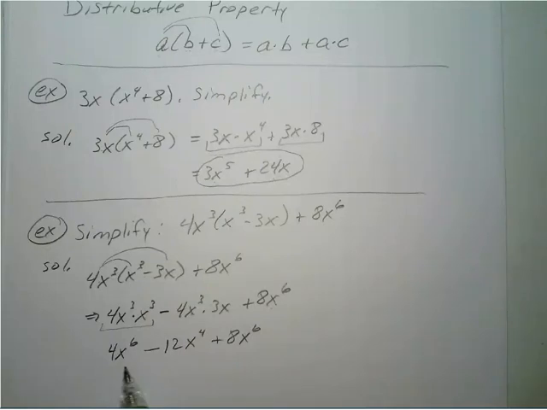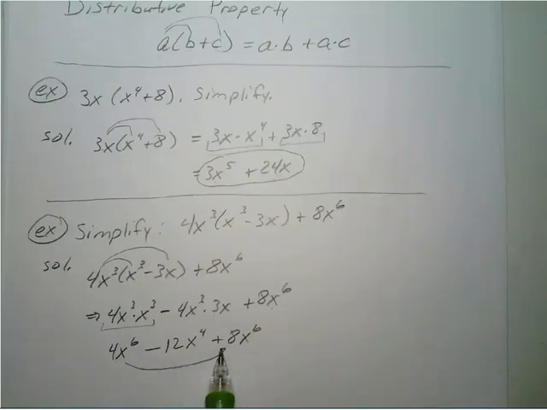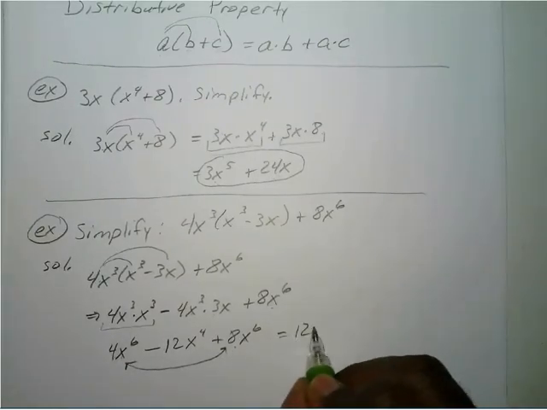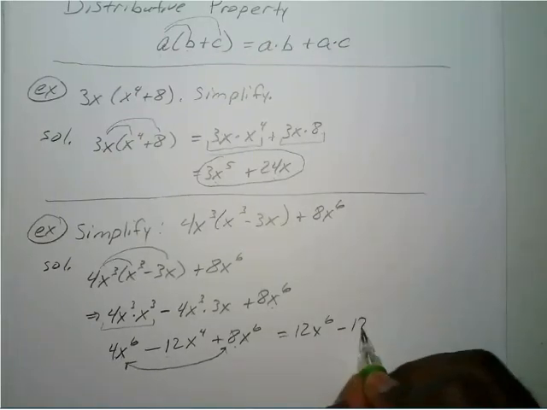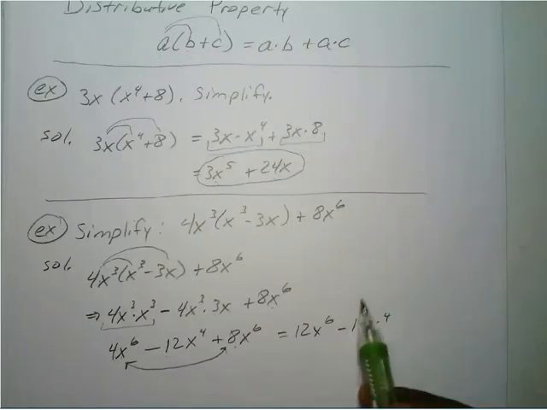Okay, so really these two are the only ones you can combine because the variable and exponents are exactly the same when you're adding. Okay, so 4 plus 8 is 12. We have 12x to the sixth power minus 12x to the fourth power.